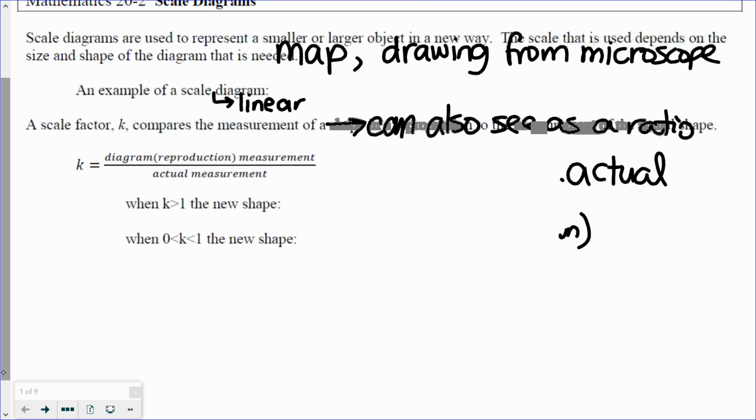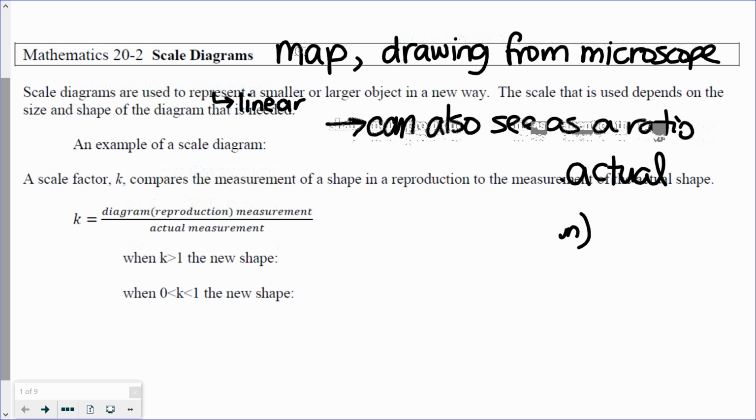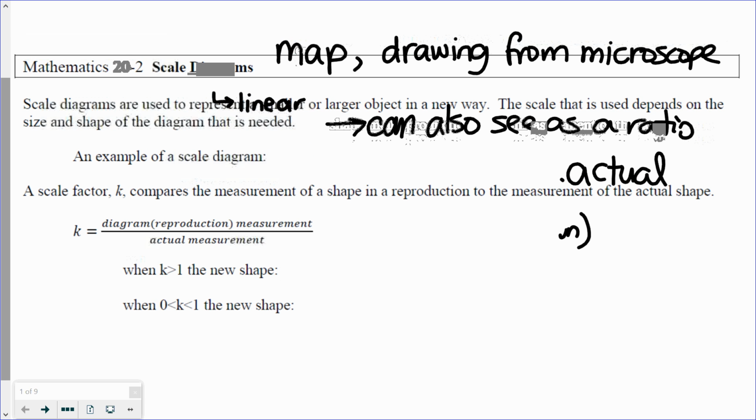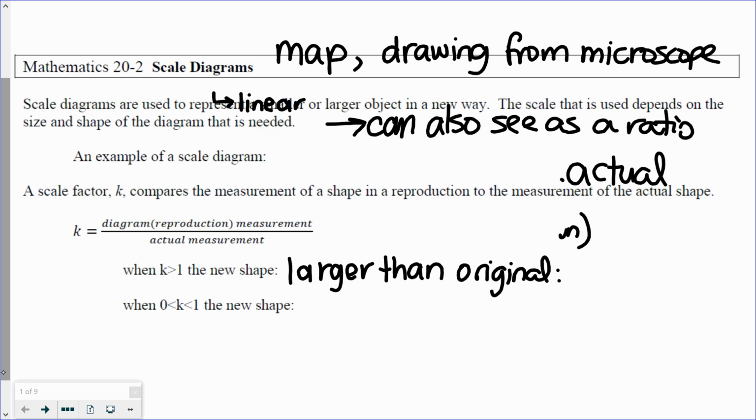So when K is greater than 1, the new shape is larger than the original. And so we'll often call that an enlargement. Like we had above, that would be like our drawing from the microscope, right? We've enlarged it from what it actually is.